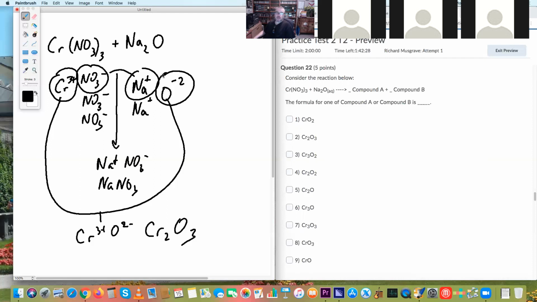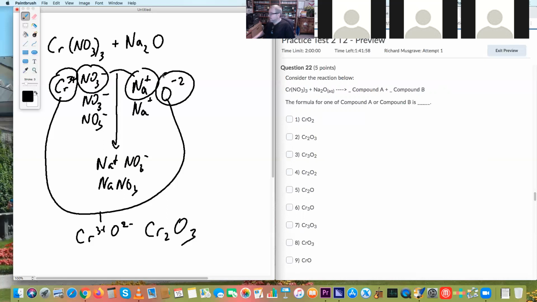That's why I took one Na and one NO3 and combined them together and came up with NaNO3, and then the Cr3 plus combined with the O2 minus. And I know I need two chromiums and 3 oxygens to make that neutral. I get that part at the end. So the answer is Cr2O3, right? That's right. Because you have to make a neutral compound. Yeah, I get that part.